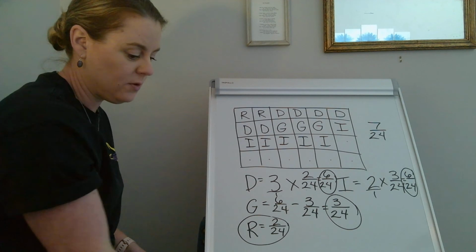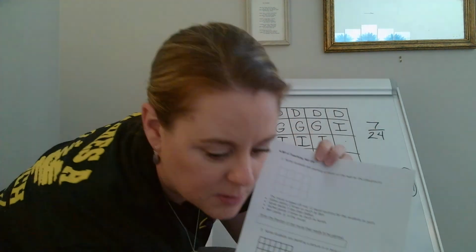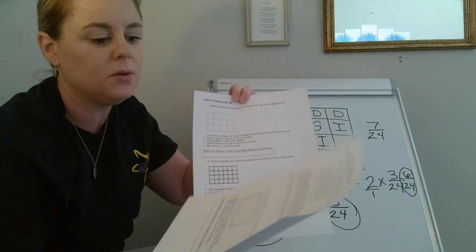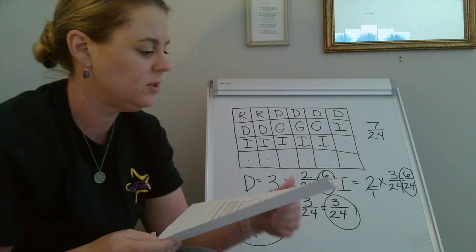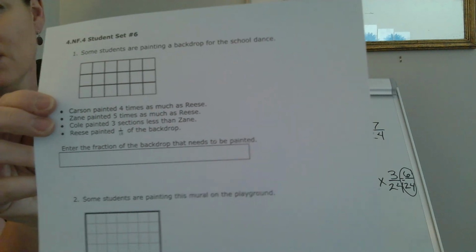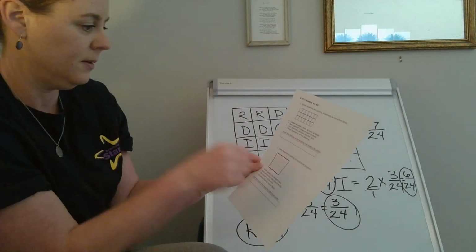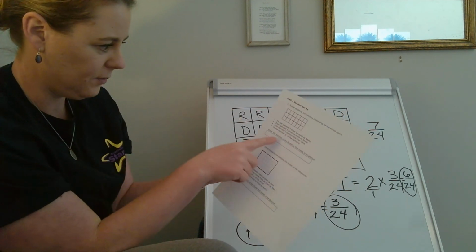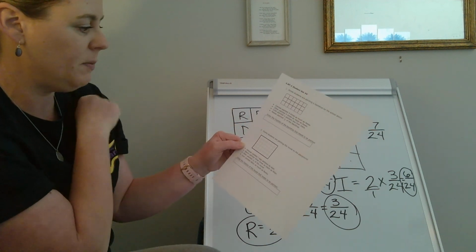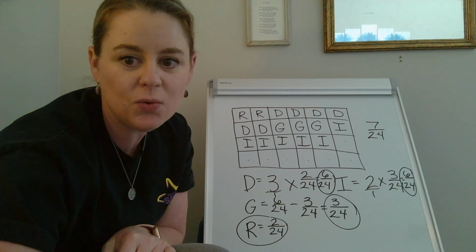All right, so if you have questions, make sure that you ask me or ask Mr. O'Brady. You can ask me on Class Dojo, or you can ask through Google Classroom. Shoot me a question there. And then you have student set number 6 on your own. There's just 2 of them, and they're exactly like what we just did. The fraction that still needs to be painted. They're both exactly the same.